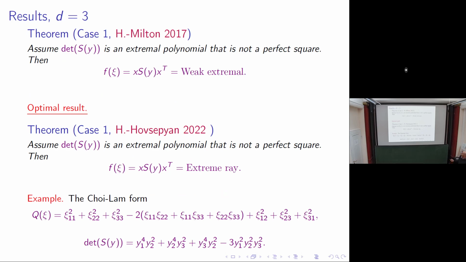So these are the results with Hovsepyan. We were able to prove that the determinant is rigid even in the strong sense. This is the previous result, where we got a weak extremal. We were able to prove that in case 1, when the determinant is an extremal polynomial that is not a perfect square, then the form is an extreme ray. It has to be an extreme ray. So the determinant is very rigid. For the Choi-Lam example, as I showed you, the determinant is this, and it is indeed an extreme ray: an extremal polynomial, a 6th order homogeneous extremal polynomial.